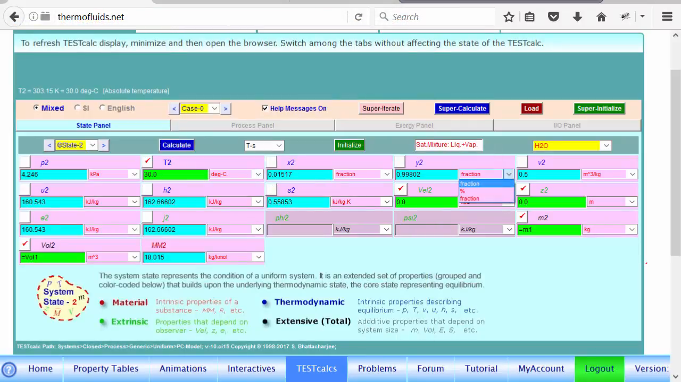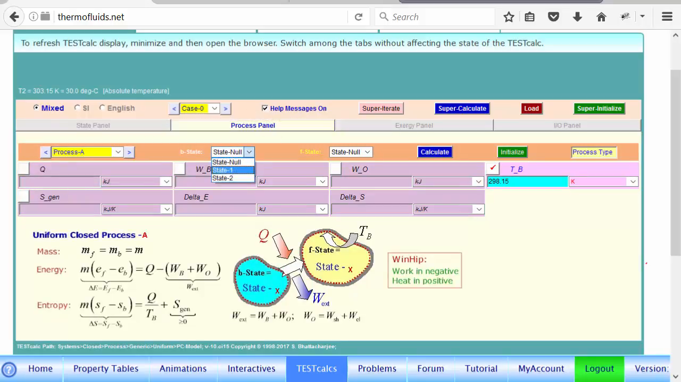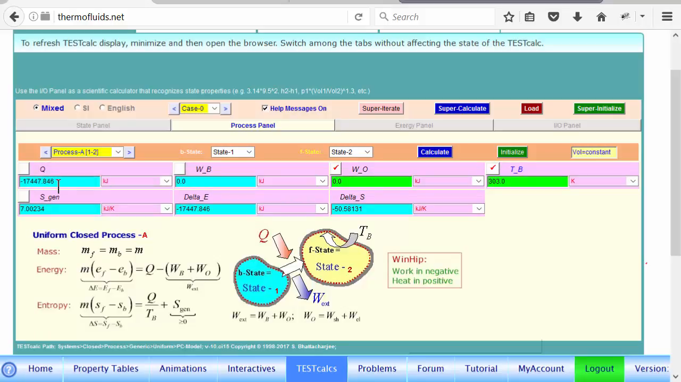So now that we know state 1 and 2, we go to the process panel and load the states 1 and 2. We also know the other kind of work, which is the sum of shaft and electrical work. In this case it is 0. There is no other work transfer. And the boundary temperature is 303 Kelvin. So now if I calculate, we found the heat transfer and we also found the entropy generation. It's 7, which is very close to our manual answer. So the problem is solved and verified.